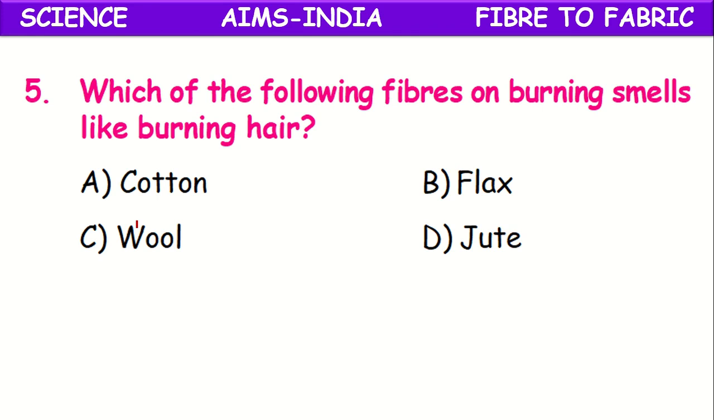Next. Which of the following fibers on burning smells like burning hair? Out of these, if you say cotton, flax, jute, wool, the wool fiber smells like hair because wool is obtained from the hair of certain animals like camel, sheep, and yak. From all these, wool is prepared. That's why when it is burnt, it gives a smell of burning hair.